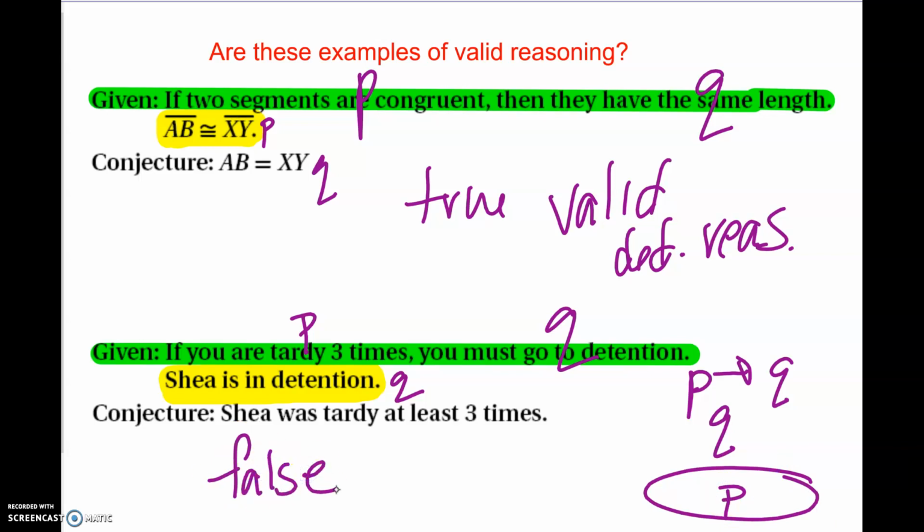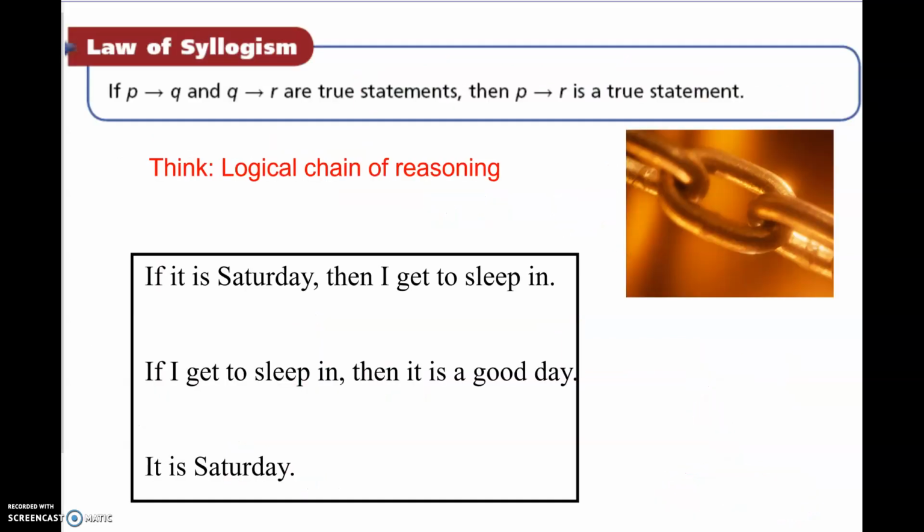So, could you have gotten detention because you pulled the chair out from underneath someone? Could you get detention because you were running in the halls? So could you get detention for a different reason? And that answer is yes. So that's why this is faulty reasoning.